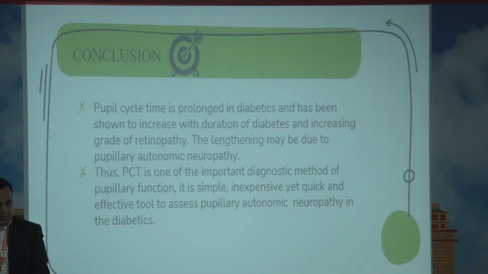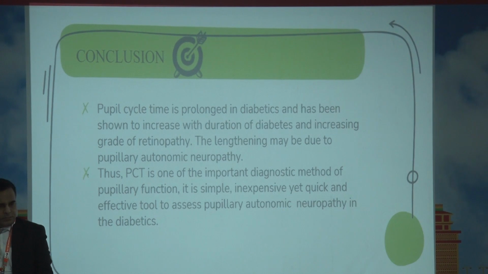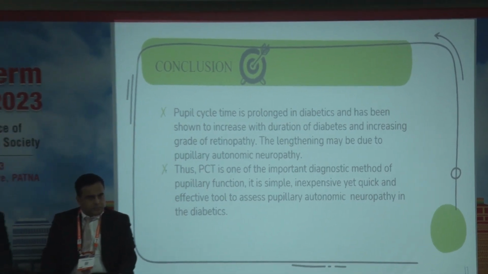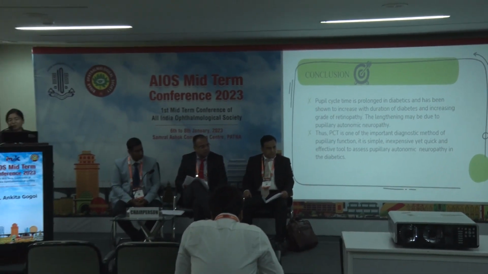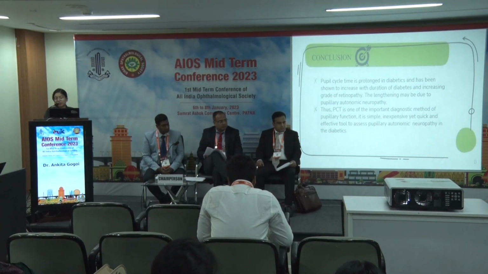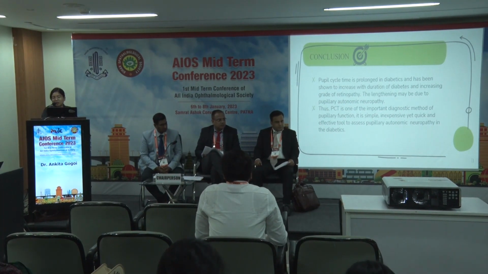So I'm concluding, saying pupil cycle time is prolonged in diabetics and has been shown to increase with duration of diabetes and increasing grade of retinopathy. The lengthening may be due to pupillary autonomic neuropathy. Thus, PCT is one of the important diagnostic methods of pupillary function. It is a simple, inexpensive, yet quick and effective tool to assess the pupillary autonomic neuropathy in diabetics.